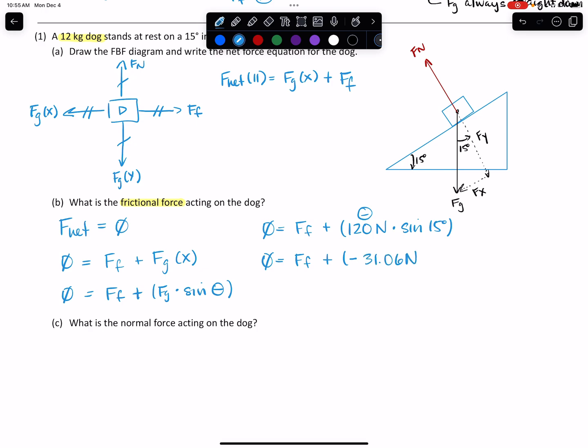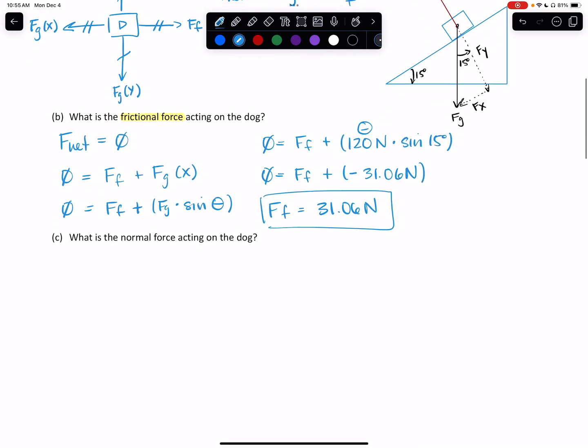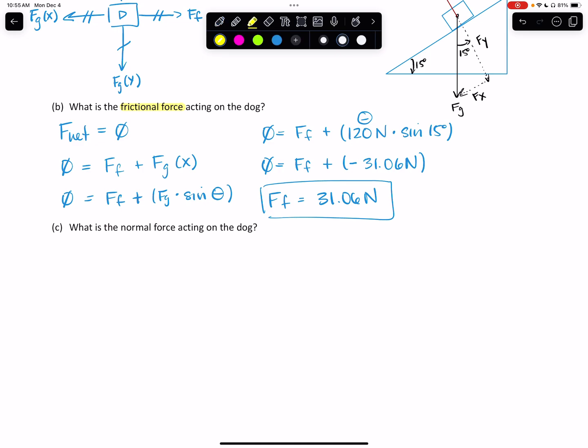31.06 newtons. All right, so I'm going to move that to the other side, and I find that the force due to friction is 31.06 newtons. Okay? All right, let's try the next one. What is the normal force acting on the dog?